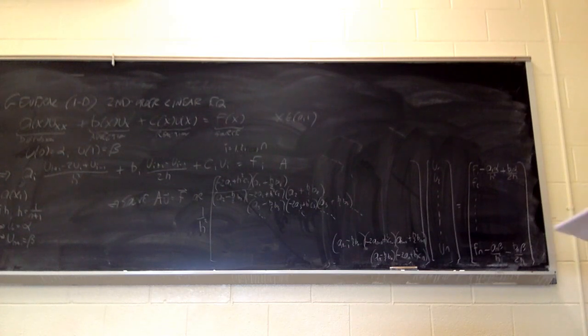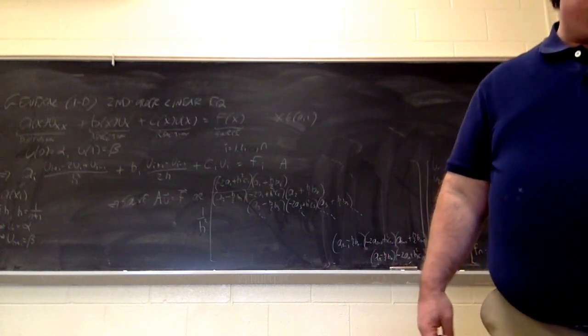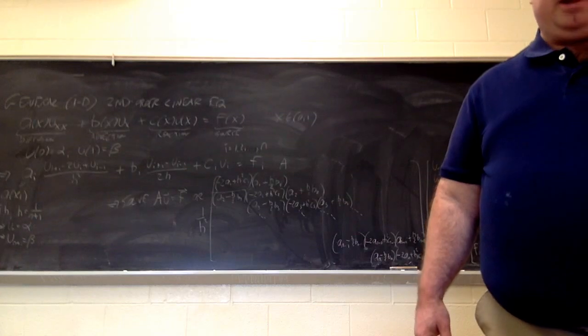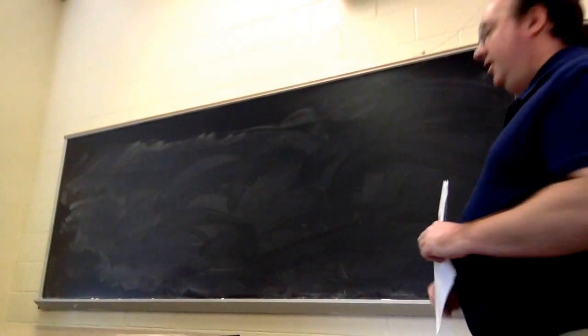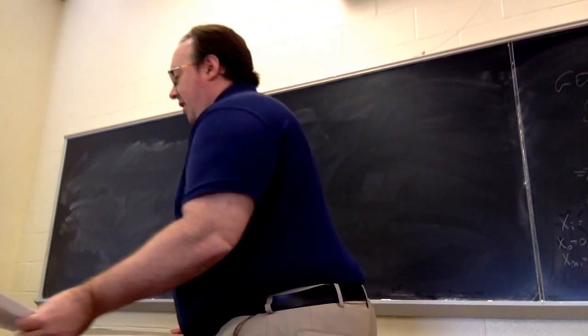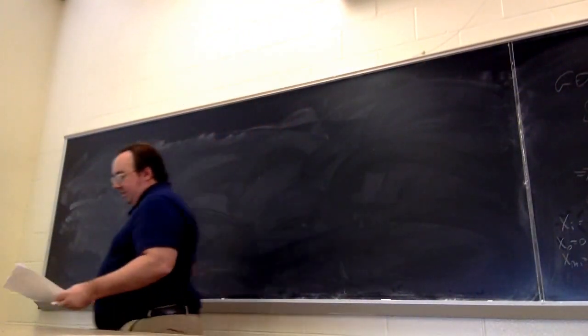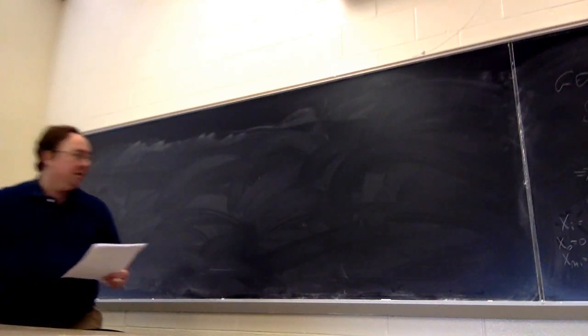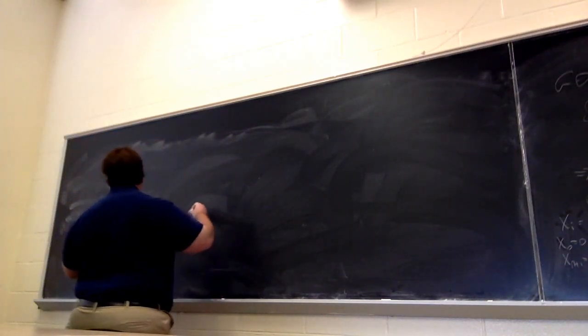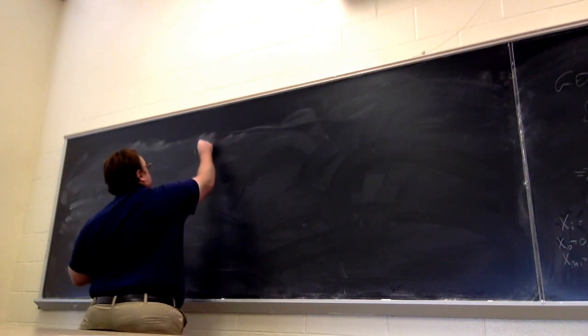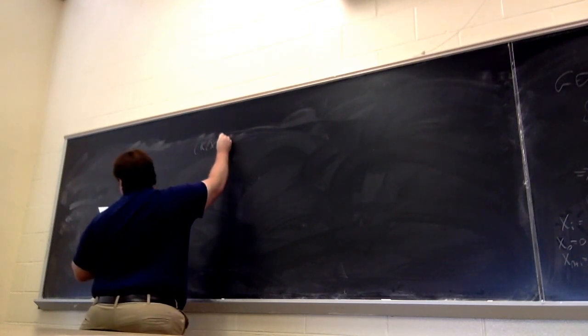Now, I'm going to look at a somewhat different case in which we can get a symmetric matrix. You can actually tell up front because the PDE itself has a symmetric nature to it. So suppose we have this variable coefficient diffusion equation.